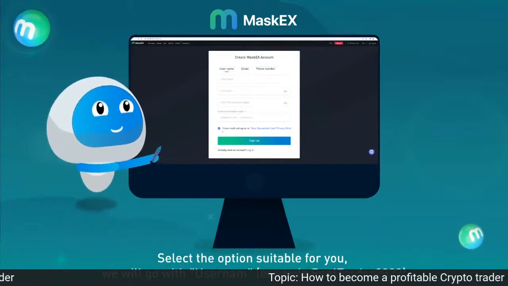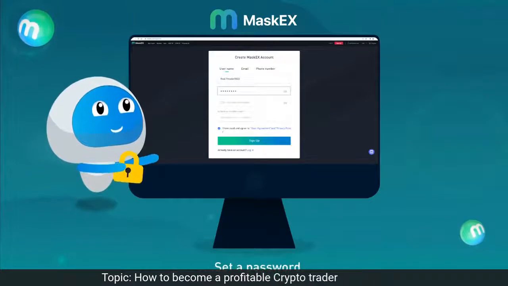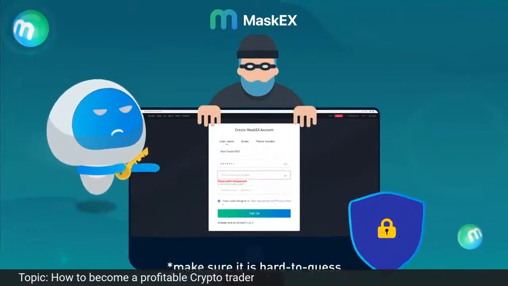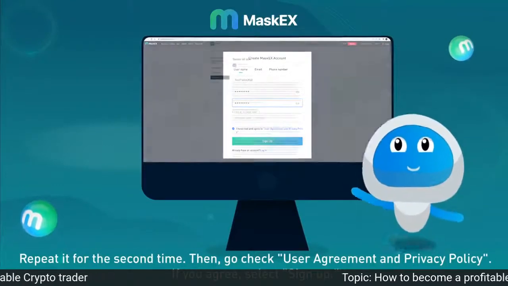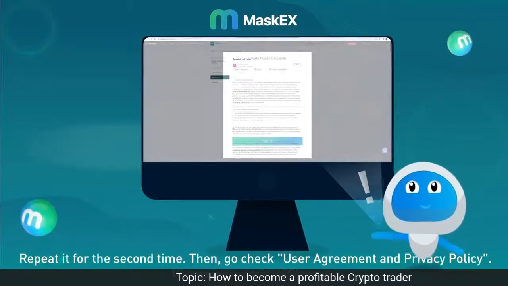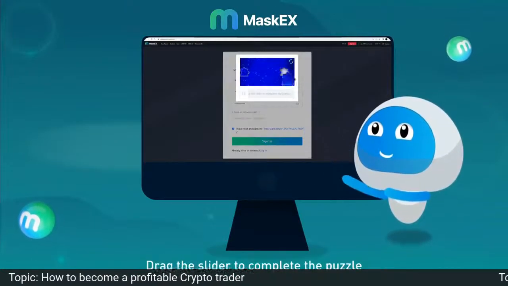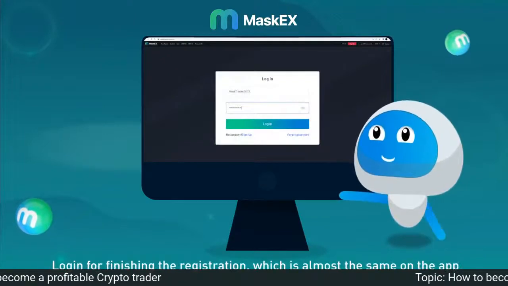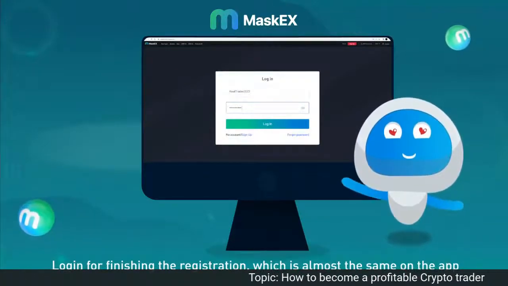We will go with username, for example RealTrader2022. Set a password, and make sure it is hard to guess. Repeat it for the second time. Then go check the user agreement and privacy policy. If you agree, select sign up. Drag the slider to complete the puzzle. Log in to finish the registration.